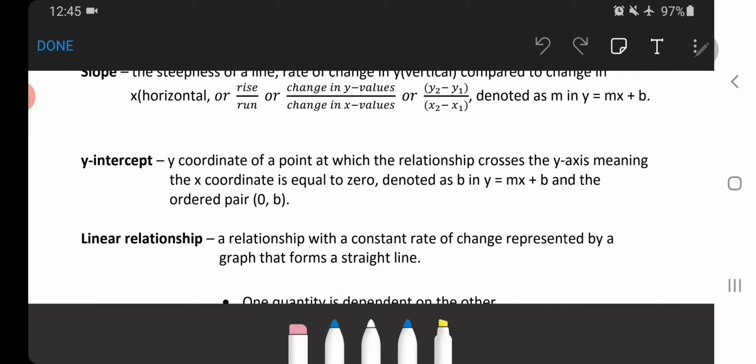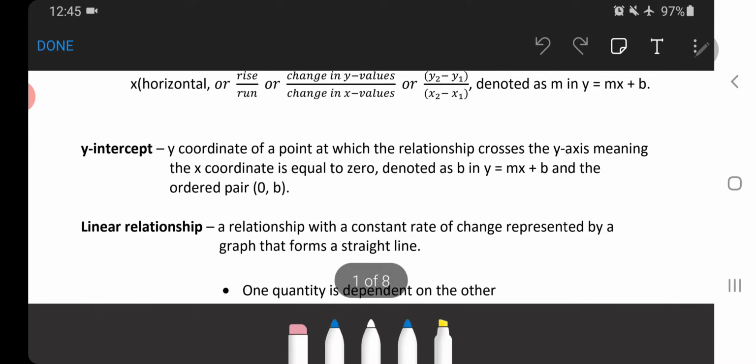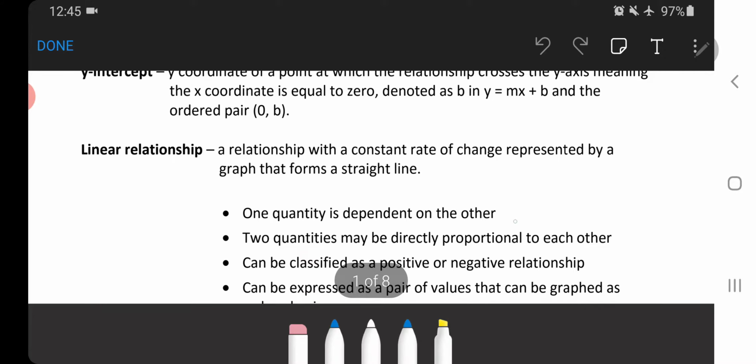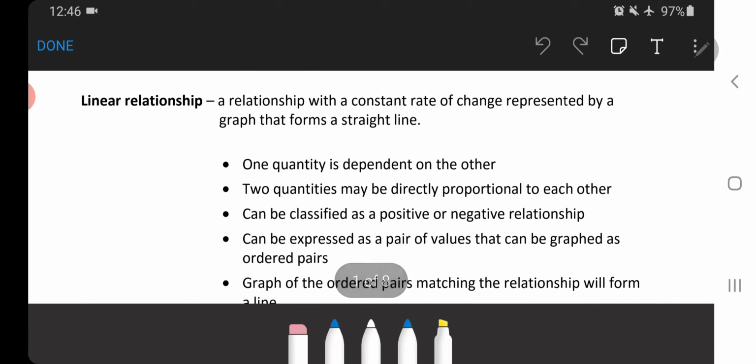It is the y-coordinate of a point at which the relationship crosses the y-axis, meaning the x-coordinate is equal to 0. It's denoted as b in y equals mx plus b, and the ordered pair (0, b). Once again, the y-intercept is where x equals 0, and we can have a different number every single time. It just depends. A linear relationship is a relationship with a constant rate of change, represented by a graph that forms a straight line.